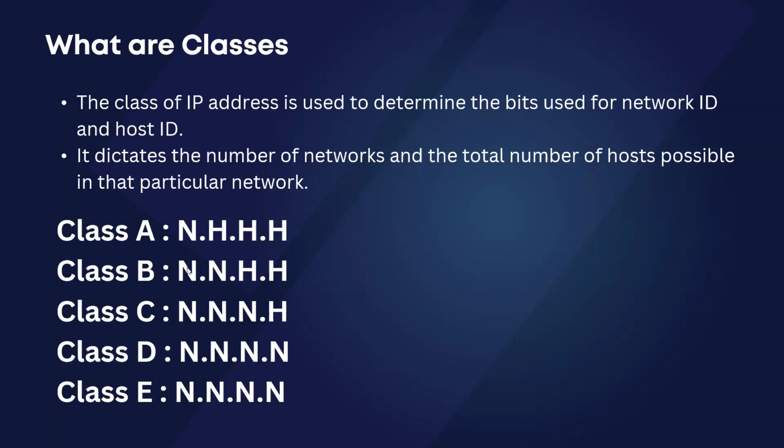Class A has one network portion, Class B has two network portions, Class C has three network portions, Class D and Class E have all network portions. But what are these network and host portions? What do they signify? To understand that, let's take the example of Class C first, which has three network portions and one host portion.